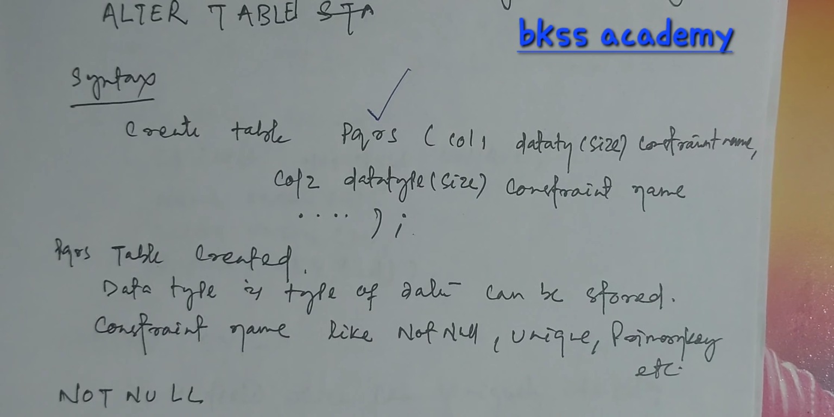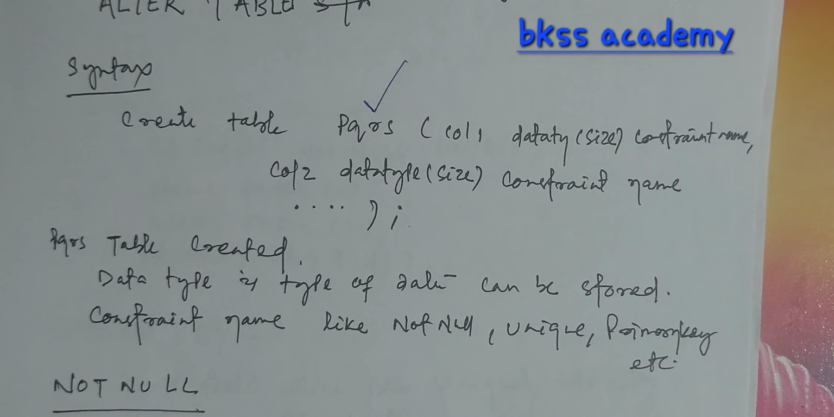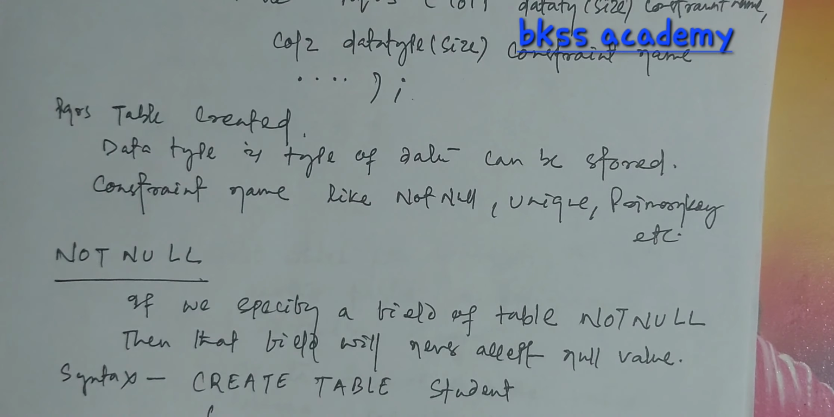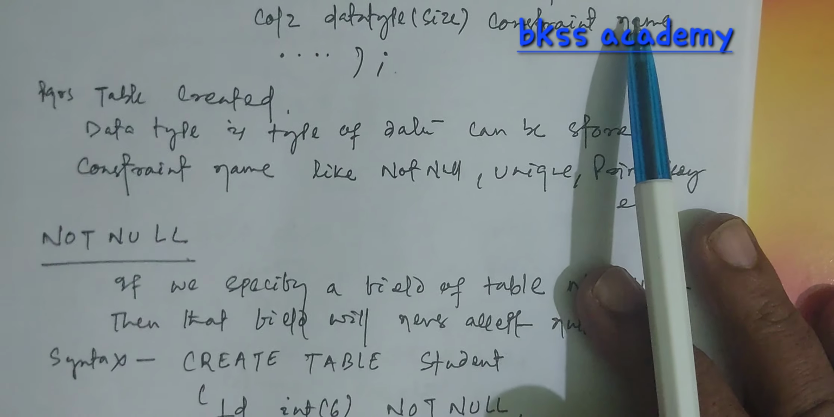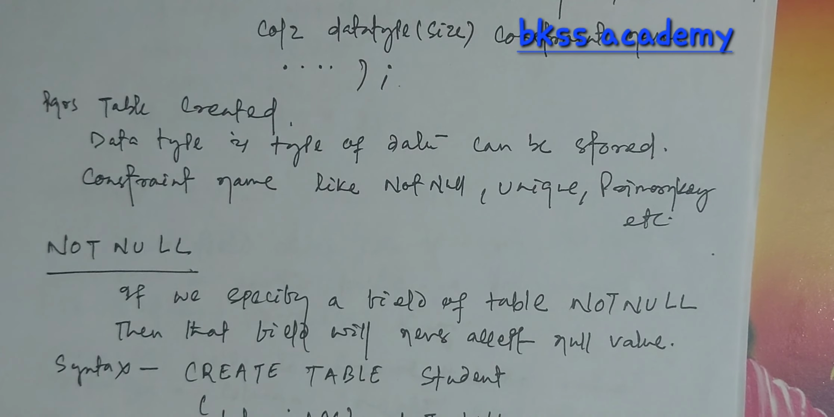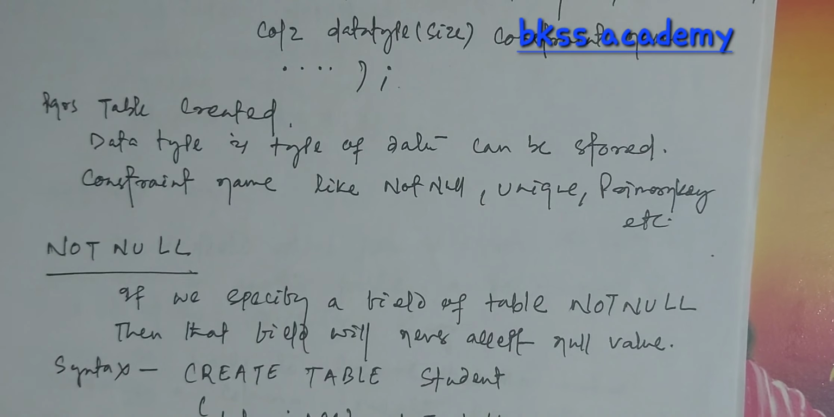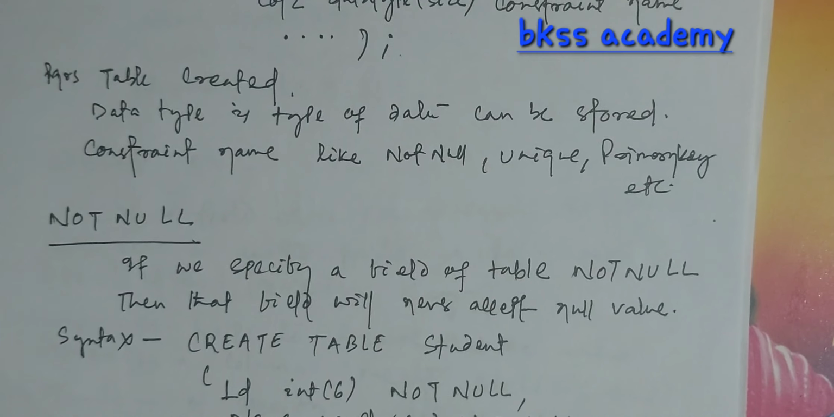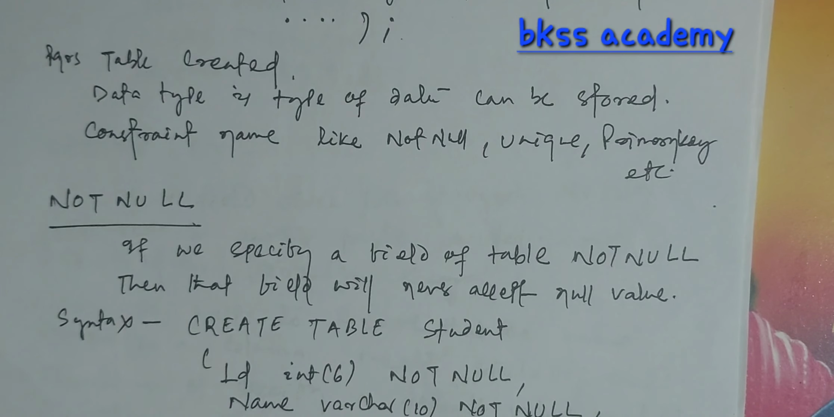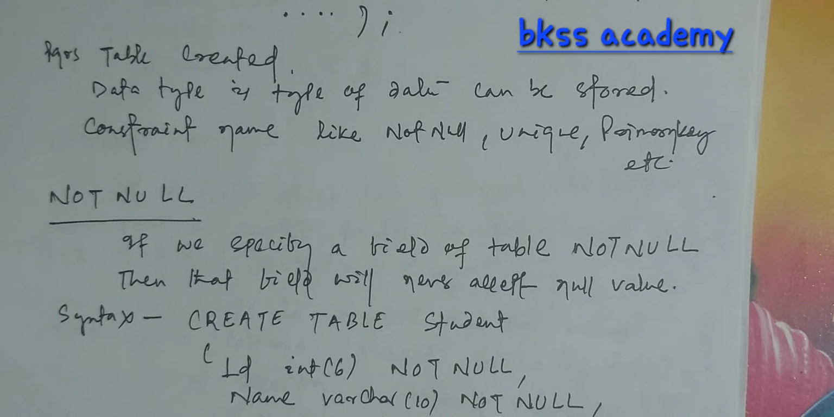Data type is the type of data that can be stored. Constraint name is like not null, unique, primary key, etc. Now, the concept of not null: if we specify a field of a table as not null, then the field will never accept a null value. It is mandatory to provide a value for that field. It can never accept null.